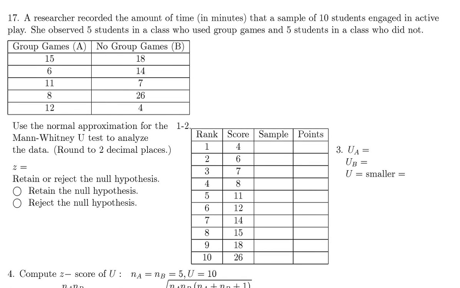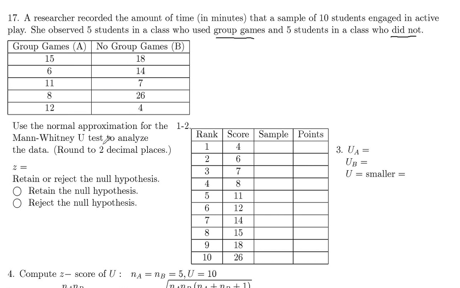We're looking at WebAssign Homework 8 and problem number 17. So we have a researcher here who recorded the amount of time that a sample of 10 students engaged in active play. There were 5 students in the class that used group games. We're calling that group A. And then 5 students in the class who did not, and we're calling that group B. So here's the data for the 5 students in group A and the 5 students in group B.